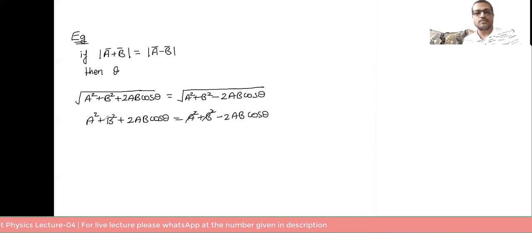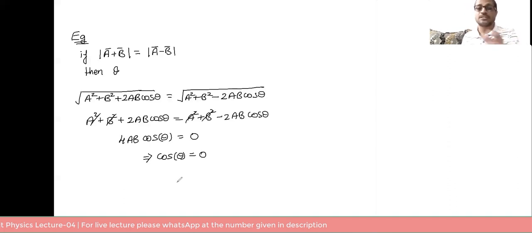A square, b square get knocked off. So 4ab cos theta turns out to be equal to 0 because then there'll be nothing left on the right hand side, if I bring that minus 2ab cos theta also to the left hand side, isn't it? So this implies that cos theta should be equal to 0. What is the angle of theta for which cos theta is 0?